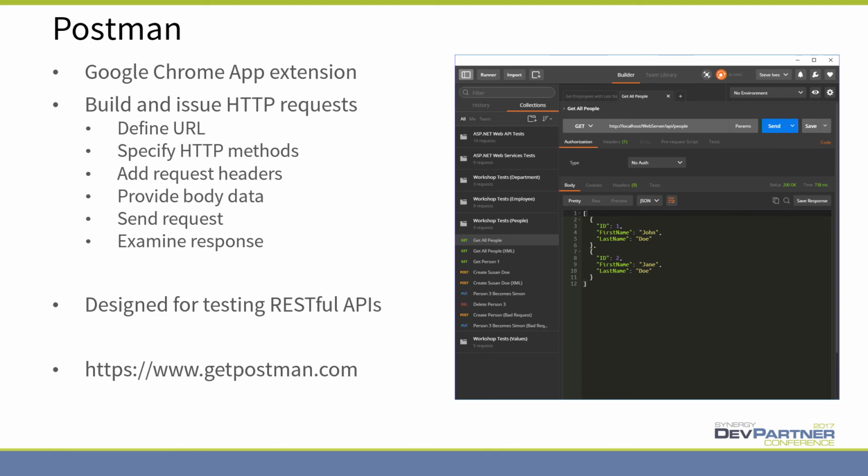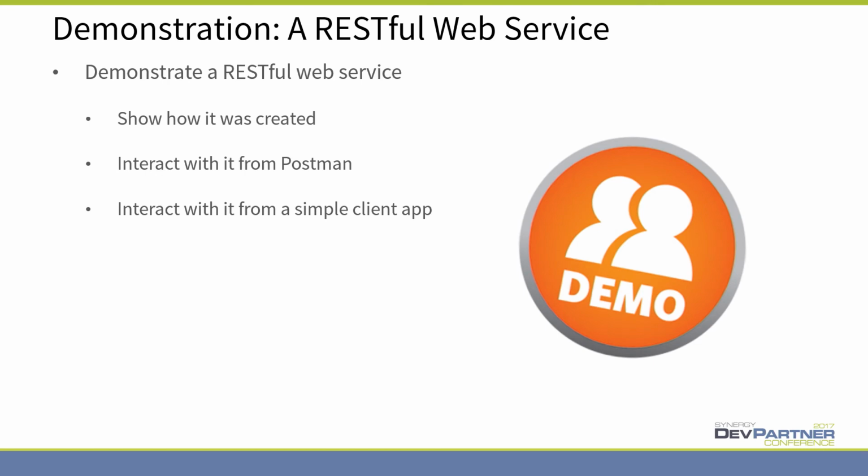You get it from the Chrome store. There's a link, getpostman.com will take you off to the right place in the Chrome store. It's free. There is a paid version that does team synchronization and all kinds of things. But it's a great way of being able to issue HTTP requests and therefore interact with a RESTful web service without writing software. And it's a great way of testing your own services as well.